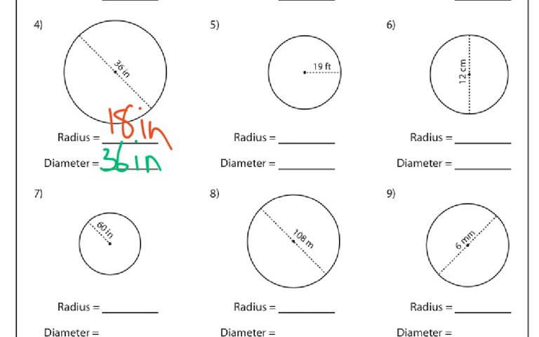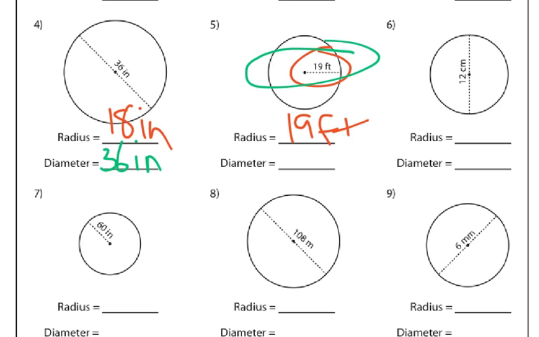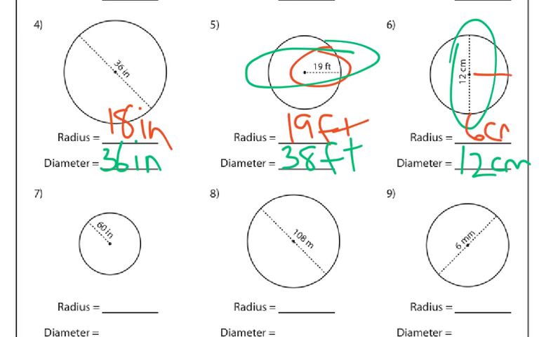Number 5, the question is, did they give us the radius, or did they give us the diameter? They gave us halfway across the circle, which is the radius. And so the diameter would be all the way across the circle, which would be 19 plus 19, which is 38. And in number 6, they gave us all the way across the circle, which is the diameter, and that is 12, which means that the radius is halfway, which is 6.